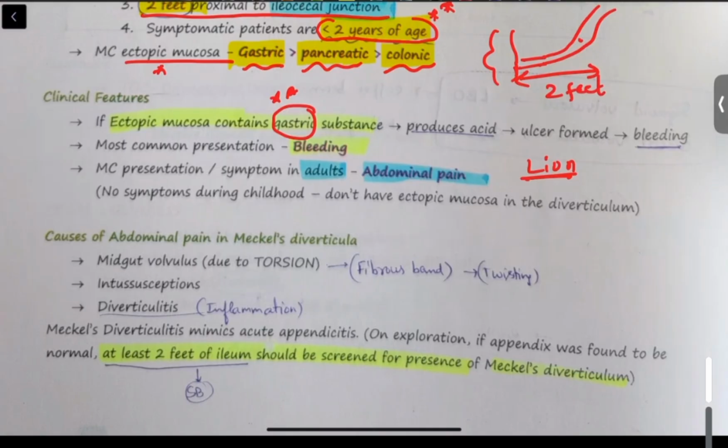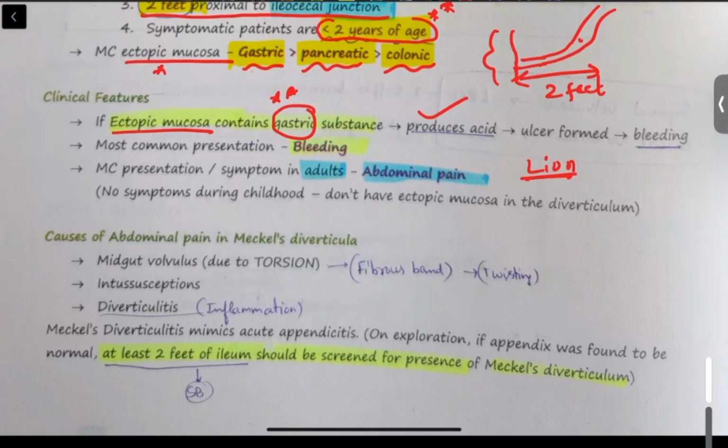So this gastric tissue, which is ectopic mucosa present in Meckel's diverticulum, will start producing acid in the small intestine also. In the stomach, there are special modifications, like bicarbonates are secreted more, which act as a protective barrier against the acid. So even when the acid is secreted in the stomach, the lining of the stomach won't get destroyed. But in the intestine, there is no such specific mechanism.